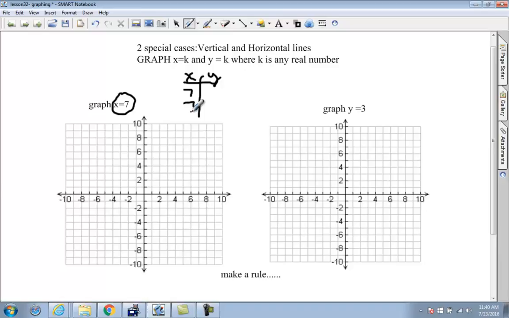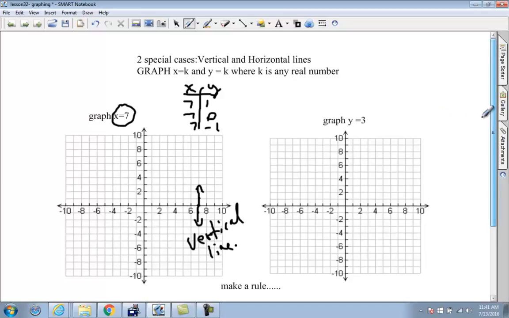That means that x is 7, despite what y is. So y could be any old number, but x is 7. And what happens when you graph those points? Well, 7, 1, 7, 0, 7, negative 1. Hey, gee, I'm noticing that they are forming a vertical line. And you might want to commit that to heart. So if you have x equals a constant, it's vertical.